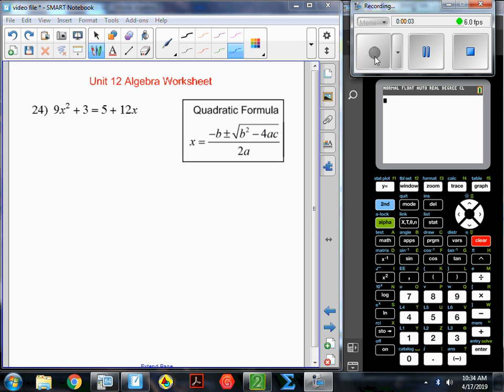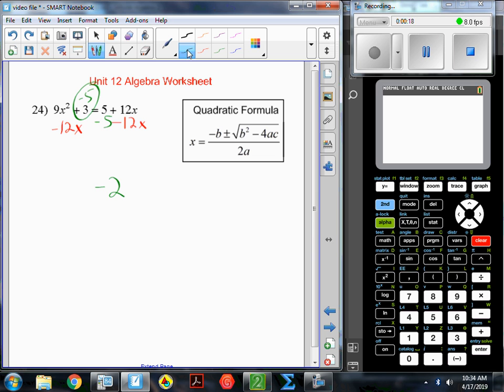Okay, number 24, last one on the worksheet for today. I'm going to start by bringing everything over to the left-hand side, so minus 12x on both sides, minus 5 on both sides. So the minus 5 plus 3 gives me a negative 2. I also had a 9x squared and a minus 12x. And on the right-hand side, I now have a 0.